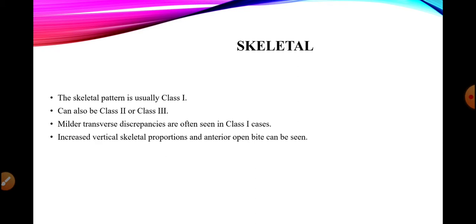Now, in cases of class 1 malocclusion, there can be increased vertical skeletal proportions or an anterior open bite, or there can be decreased vertical skeletal proportions, for example deep bites, that can be seen in cases of class 1 malocclusion. So majorly what I need to say here is that in the etiology of class 1 malocclusion, the skeletal component is not playing a major role. Usually it is a class 1 case with a slight amount of vertical or transverse discrepancies that are present.